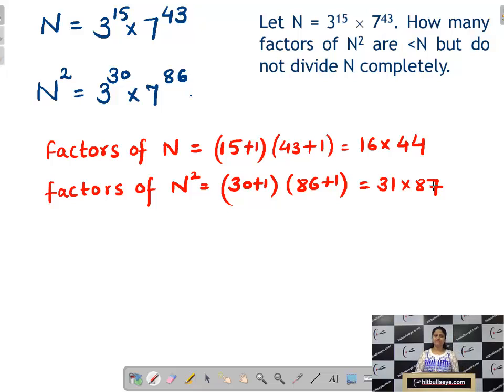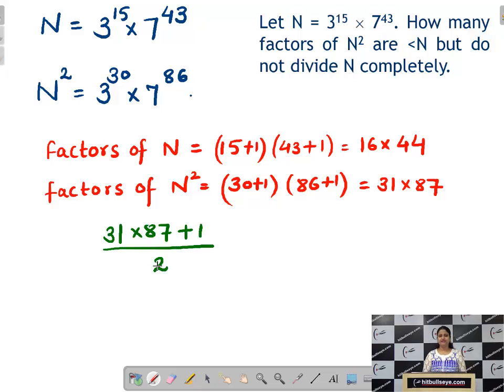Because n square can be written as n into n, in writing all the factors, we will repeat n. Corresponding to that, I am taking 31 into 87, that is the total number of factors of n square. I'm adding 1 and I'm dividing it by 2.